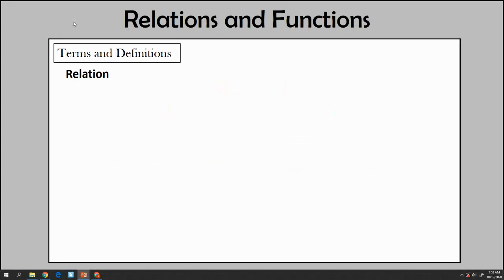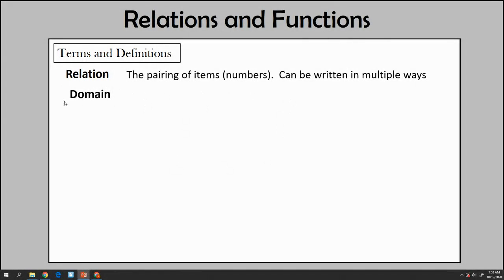Okay, so first of all, let's start with definitions and terms here. A relation is simply the pairing of items. For us, it's usually numbers, right? But it doesn't have to be numbers. It could be variables and numbers, and you'll see different examples, but it's the pairing of items. And it can be written in a lot of different ways.